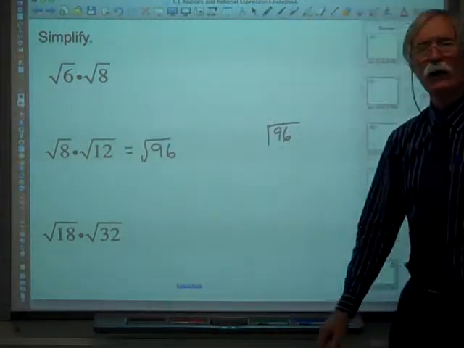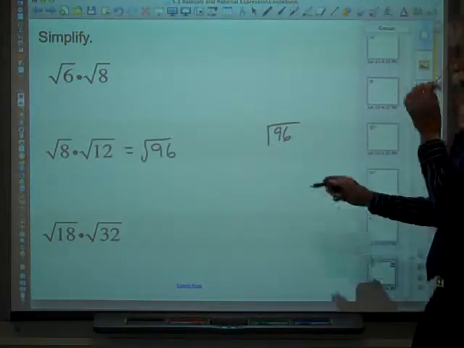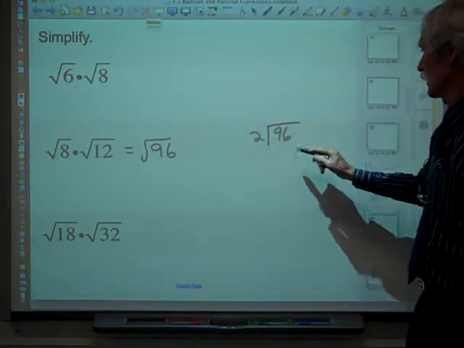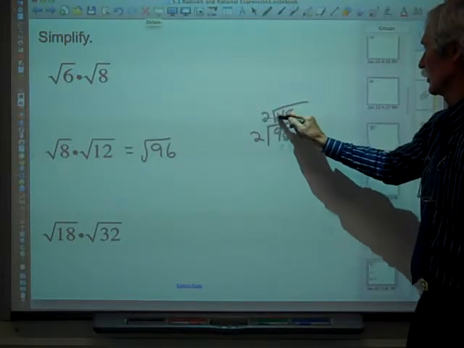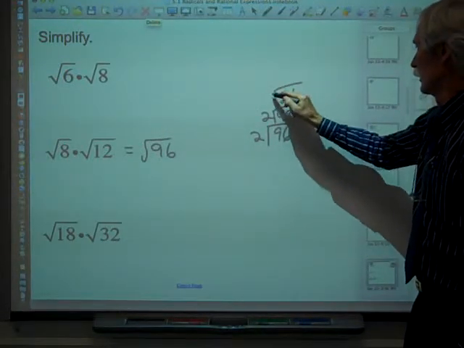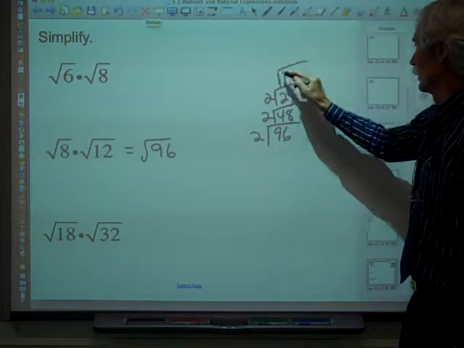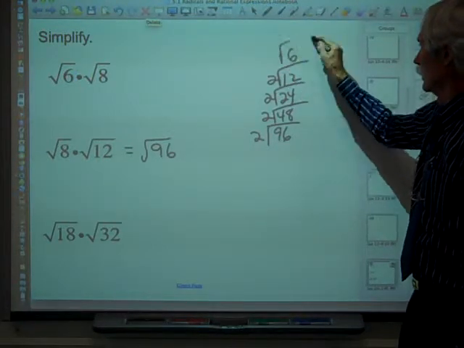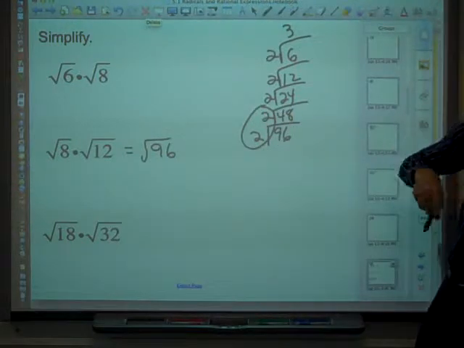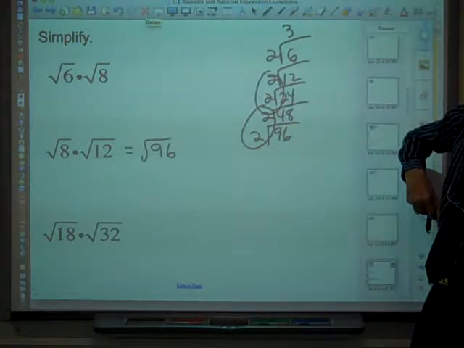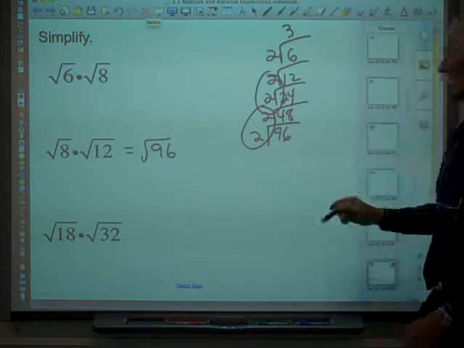Okay, so what divides 96? The smallest prime number? 2 goes into there. 2. 2. Like, did we get any pairs? Did those pair up? Nope.